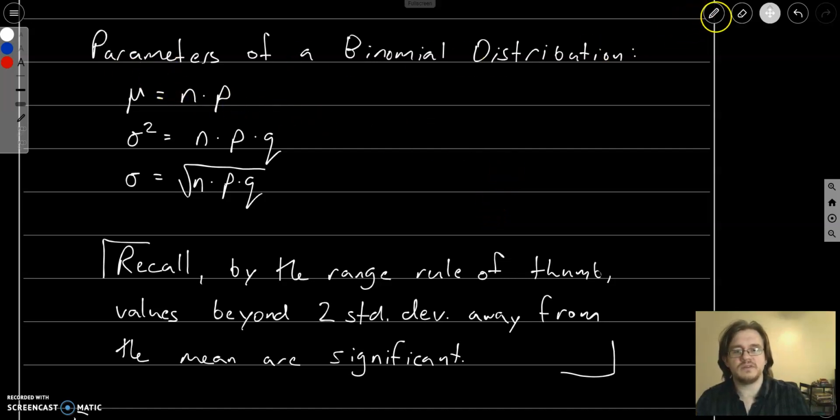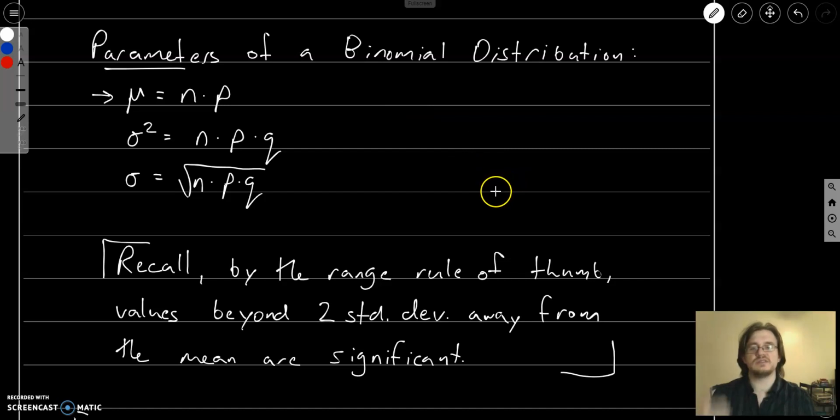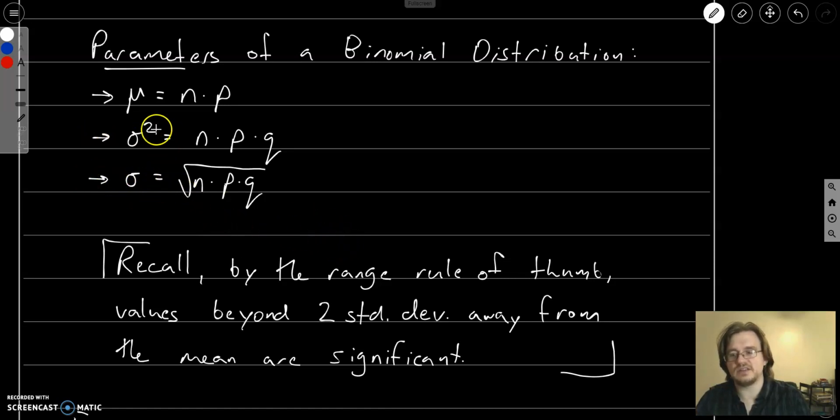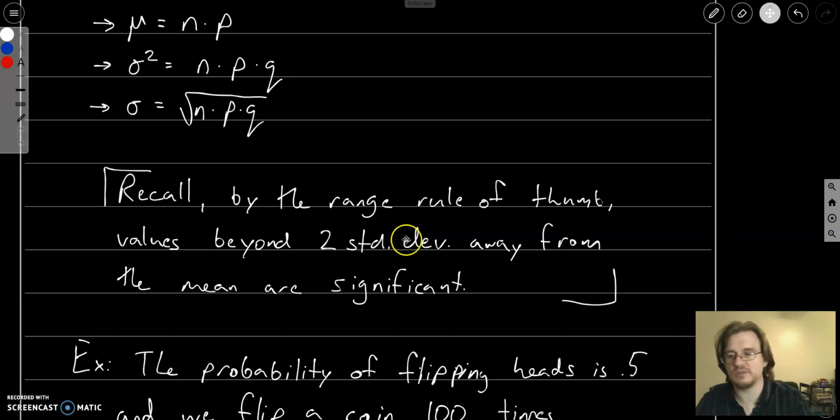So a couple of other interesting things. We can talk about parameters of a binomial distribution. So the first one, the mean, is just going to be the number of trials that we do times the probability of success. And we'll see that this makes sense in a second. We have a formula for the variance and the standard deviation. The standard deviation, maybe a little bit more important than the variance, is the square root of n times p times q.